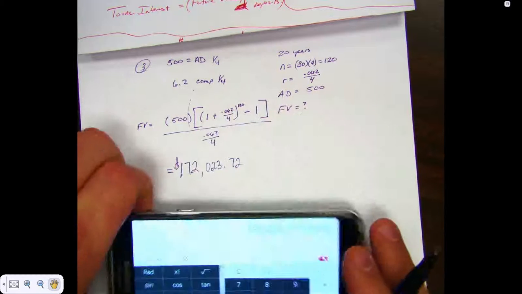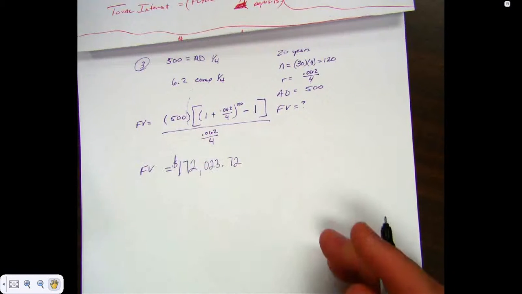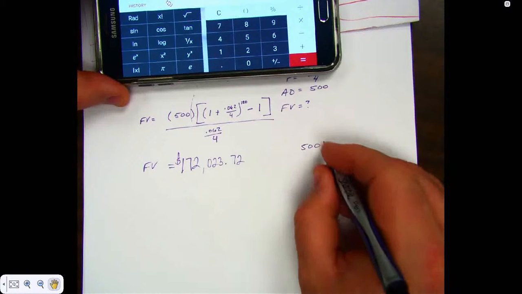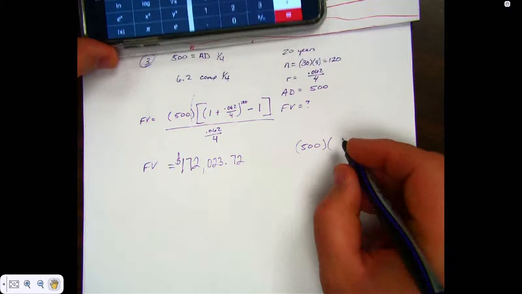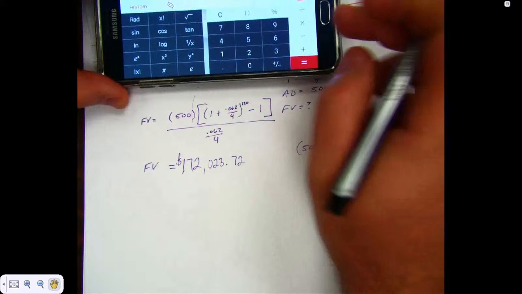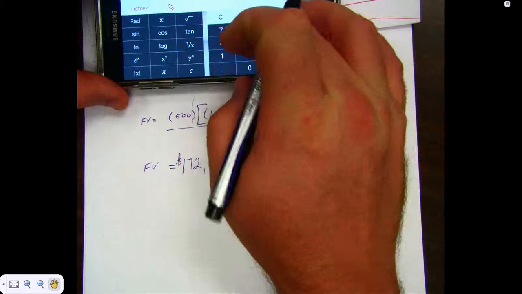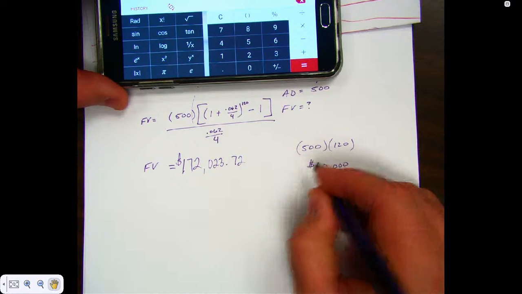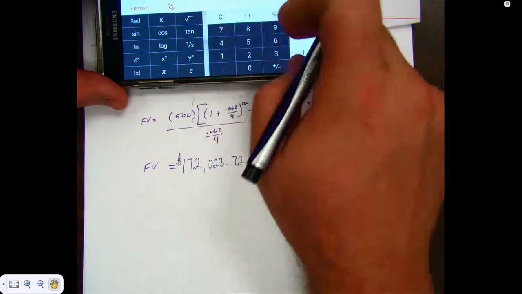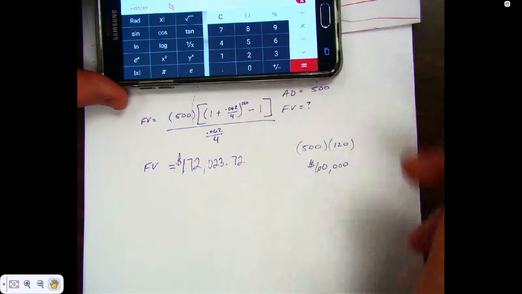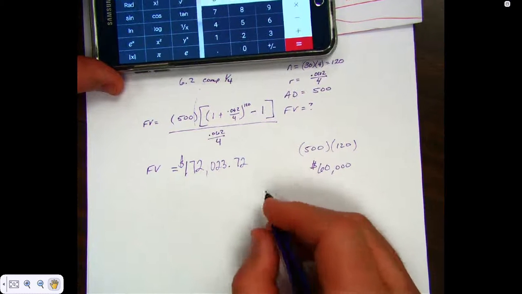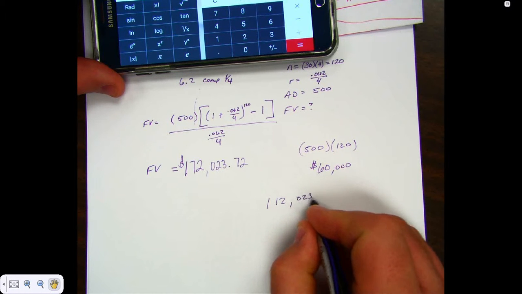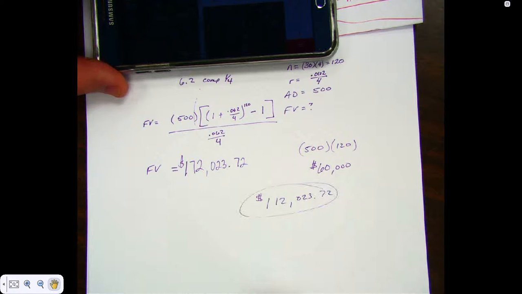Now, so how much money did he make? Well, he put $500 in for how many periods? 120 periods, right? So let's put 120 times 500. He invested $60,000, if I did that right, 500 times 120. So, how much did he make? $112,023.72 for putting 500 in every 3 months.